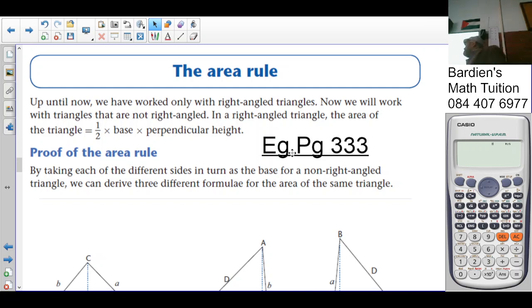Okay, the sign rule. So we are told, up until now we have worked only with right angle triangles. Do you all agree with that? Everything in trigonometry was done in right angle triangles.